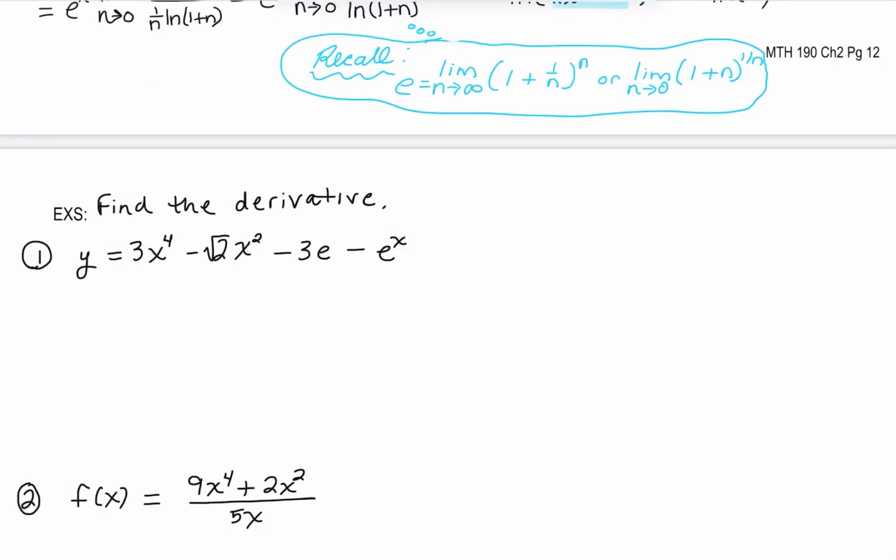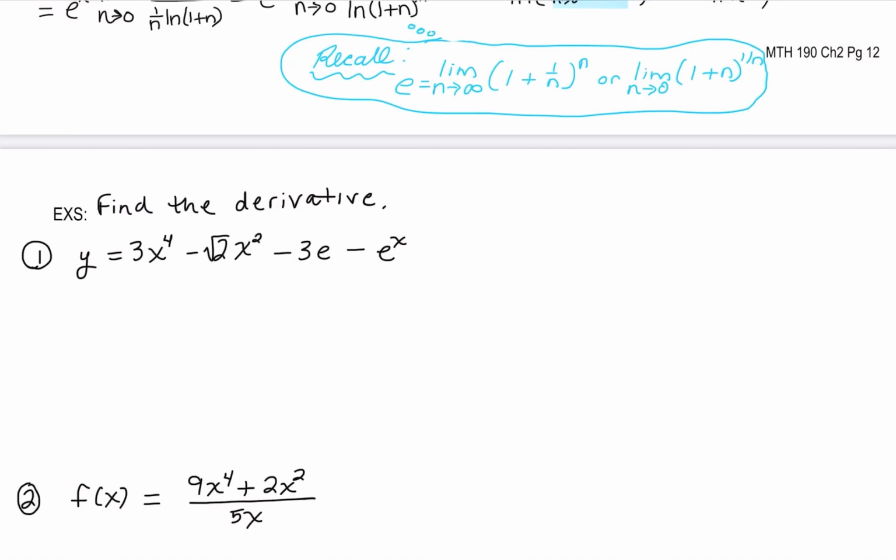So last time we developed our basic derivative rules, and now we're going to take a chance and look at some examples here. All right, so we're just going to find the derivative. And so the first one, as you're writing that down, y equals 3x to the fourth minus the square root of 2 times x squared minus 3e minus e to the x.